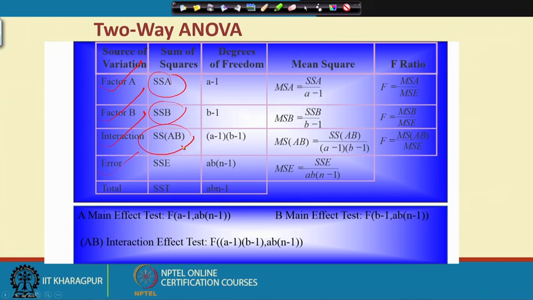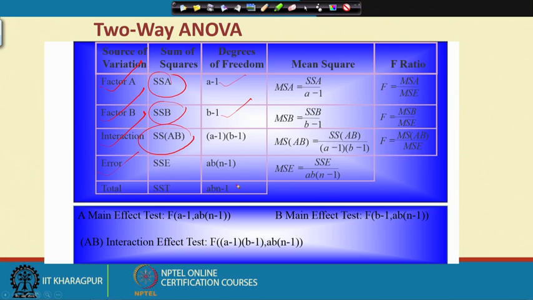For factor A, the degree of freedom is a minus 1, because we are allowing the factor samples up to a. That is the size of the samples, and by default the degree of freedom will be a minus 1, and similarly for factor B it will be b minus 1, and the interactive effect will be a minus 1 into b minus 1, and the error component accordingly will be ab into n minus 1, and then the total, that is the sum of squares total.